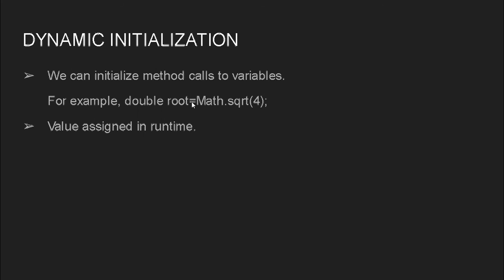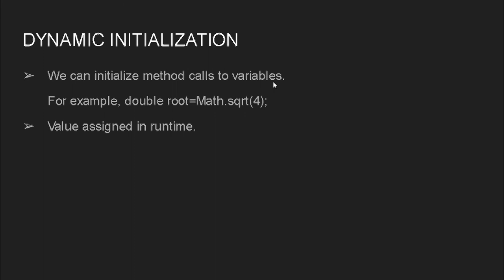Lot of functions are available in this particular class. So here I'm calculating the square root of 4, and then I am storing the value in this root, and the return type of the square root is double. Now why I'm calling it dynamic initialization is because this method call is not going to happen during compilation time. This method call is always going to happen during runtime only. So that is the reason why I'm calling it dynamic initialization. Dynamic means which happens during runtime. Static means which is happening during compilation time. So this is dynamic initialization because I am initializing a method call to a particular variable.